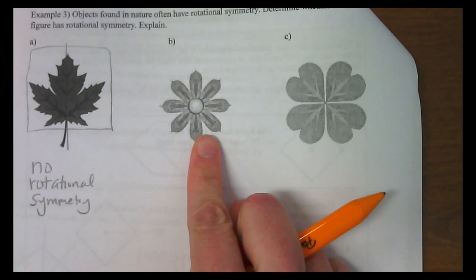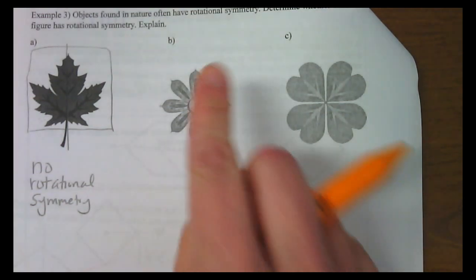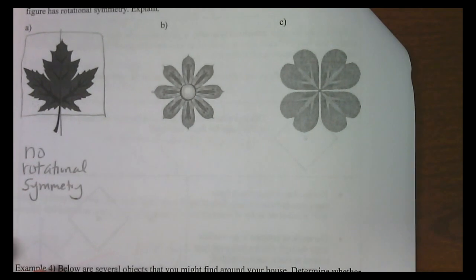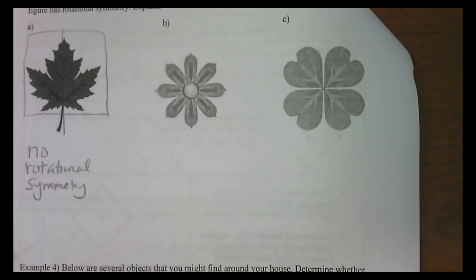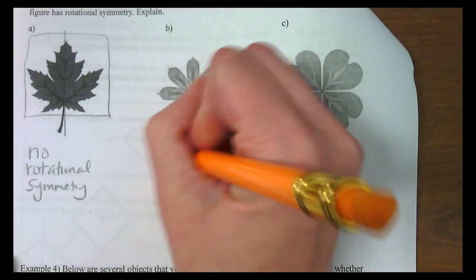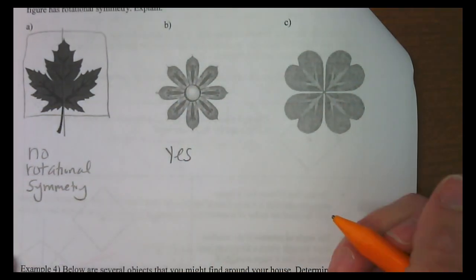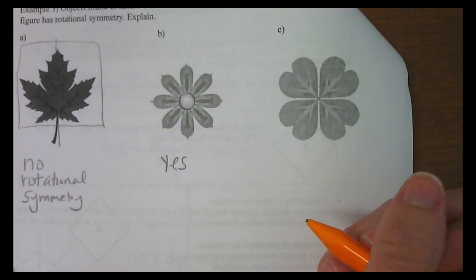All right, this figure, this flower here, if I rotate it like this, it looks exactly the same. And then I rotate it like this, it looks exactly the same, and so on. I could keep going, rotating it multiple times, and I'm getting the same exact picture. So does this have rotational symmetry? Yes, it does have rotational symmetry.